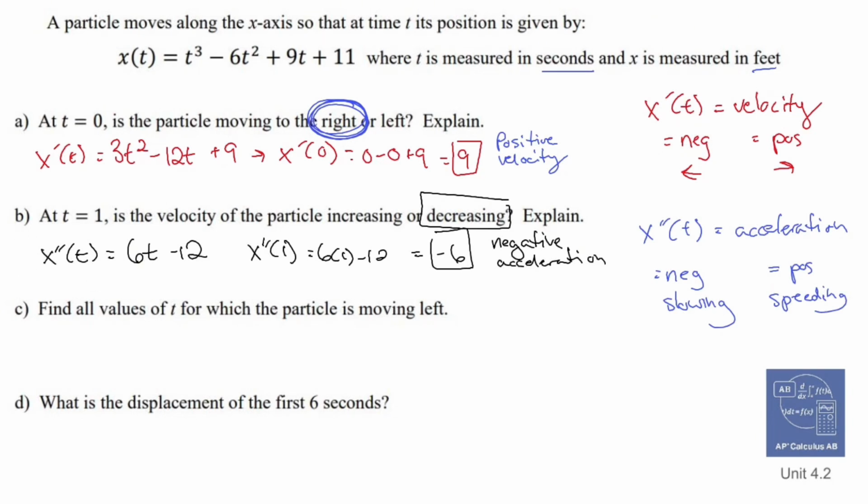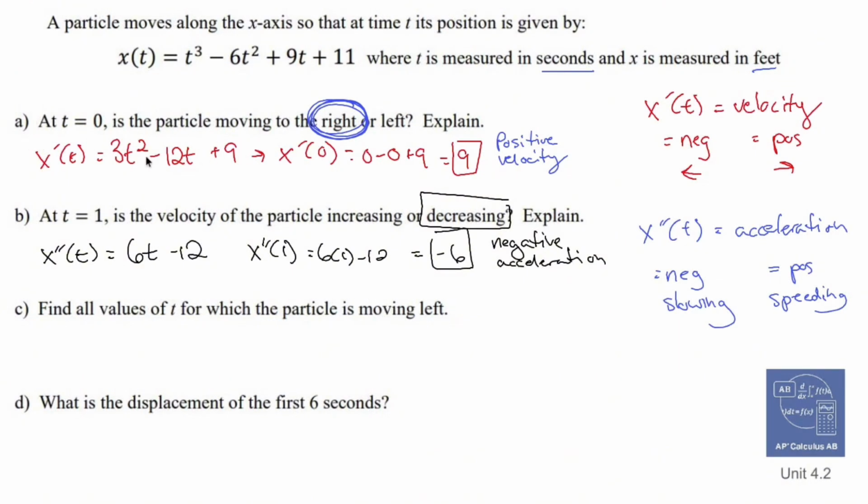So what else? Find all values of t for which the particle is moving left. This goes back to problem A. What I care about is when it's moving left, and that involves finding all the intervals where I have a negative velocity.